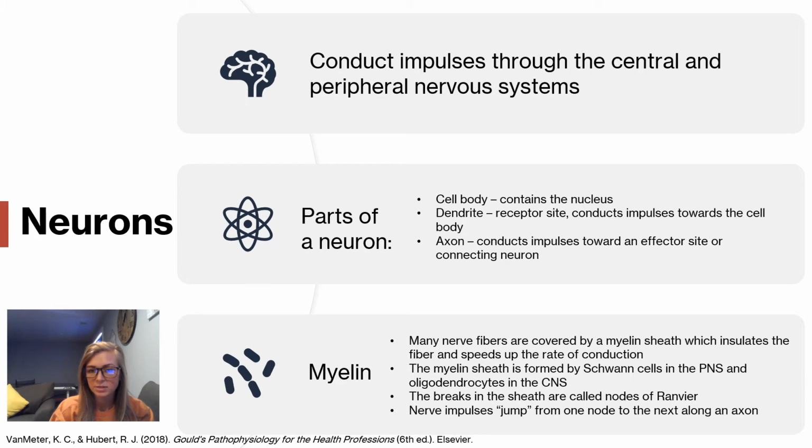It's formed by Schwann cells in the peripheral nervous system, and then oligodendrocytes in the central nervous system. The breaks in the sheath are called the nodes of Ranvier, and then the nerve impulses sort of like jump, if you will, from one node to the other, and then this is how the nerve impulses are sped up.